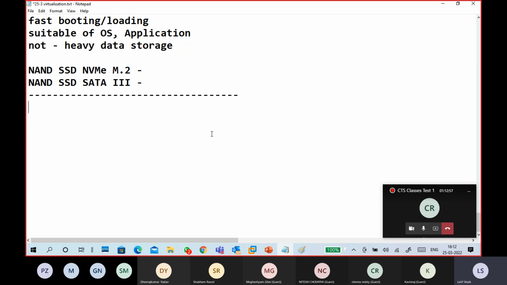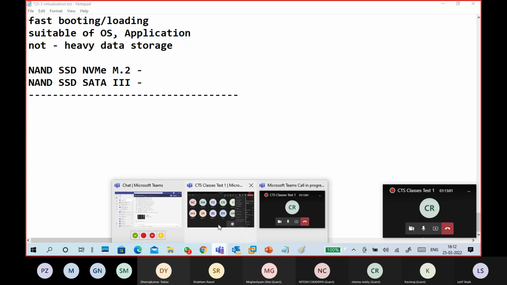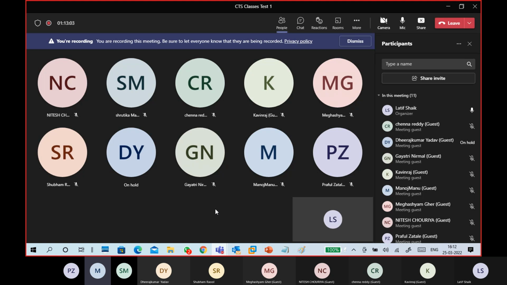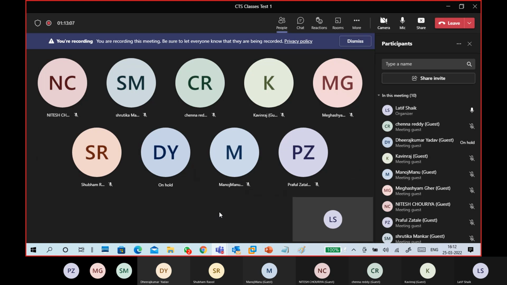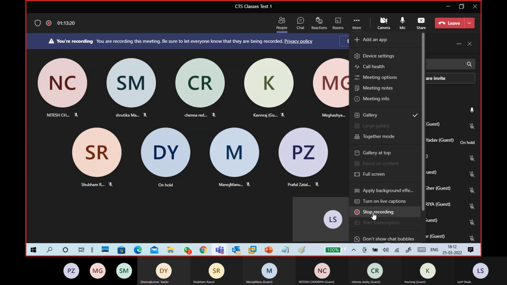Anybody interested? Which is better, virtualization or storage? Both, sir. Okay, good. That's okay. I think you got some points from here.